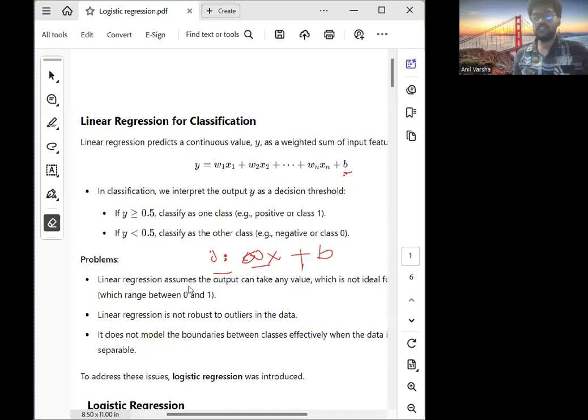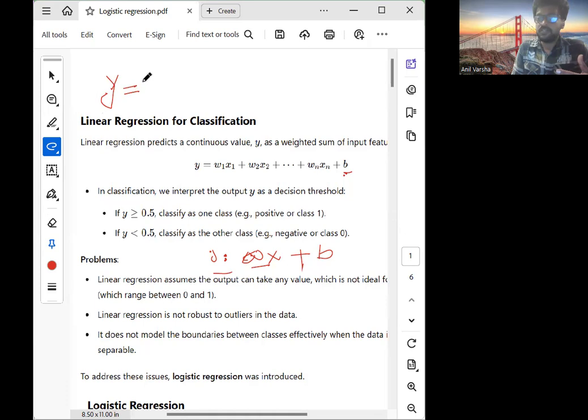Hello all. In this session, we're going to understand the regression model for classification. But before that, let us recall what linear regression is. If you do recall, linear regression is a simple and widely used statistical method for modeling the relationship between a dependent variable. Let us say y is equal to mx plus c.